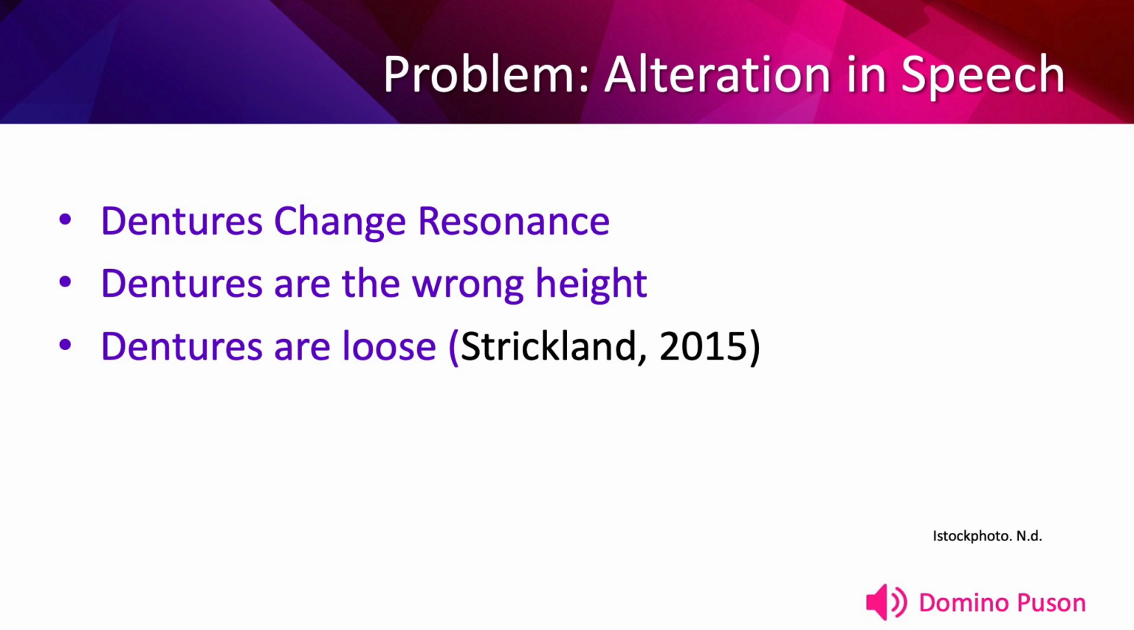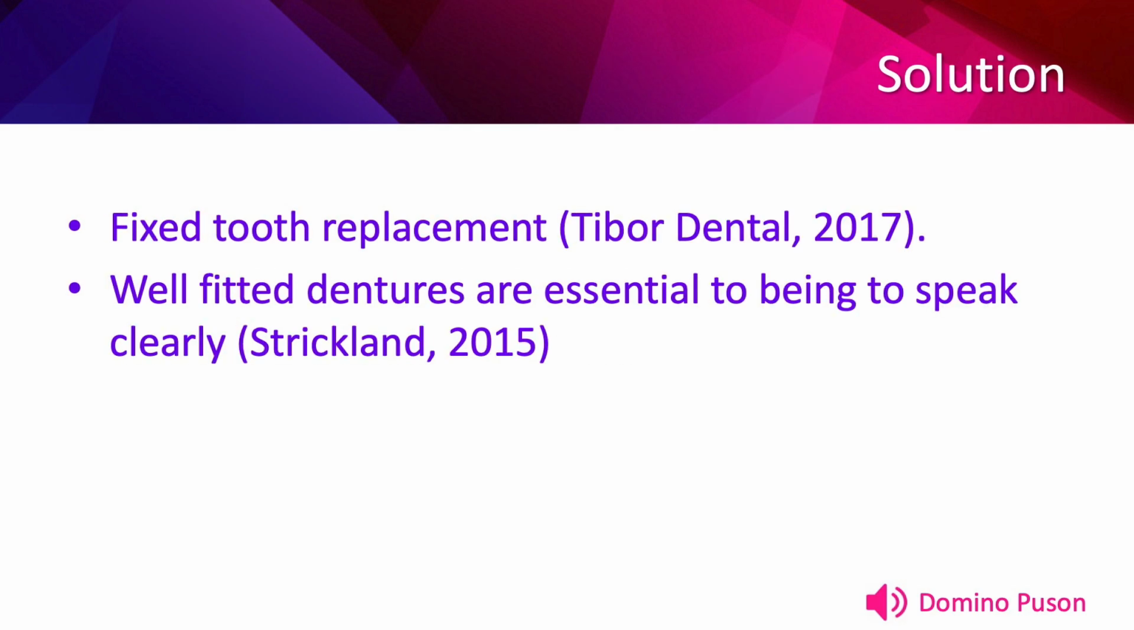The second one is dentures with the wrong height. Dentures can be too short or too long, causing soreness in the jaw and after eating. Number 3, dentures are loose. The tongue is spending so much time trying to control the dentures that it loses focus on speech. There are 2 solutions identified in this discussion. The first one is fixed tooth replacement. It is a permanent solution for those who wear dentures because they resemble natural teeth. And the second is that well-fitted dentures are essential to being able to speak clearly.